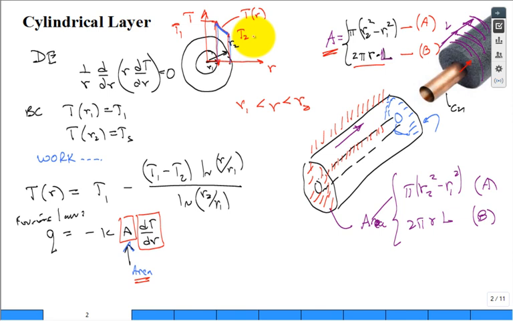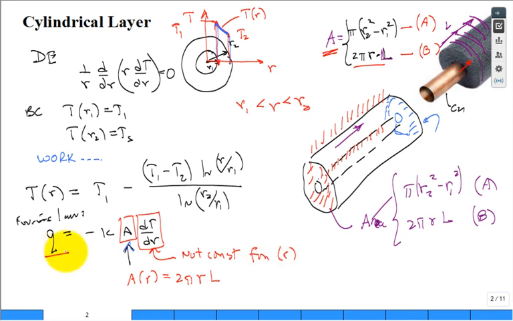So that one backfired on me. But this area is a function of the location R, radial, going out. And it gets larger and larger as I go further and further out. It's 2 pi r times L. Let me ask this. The dT/dr, is that a constant? No, it's not a constant. It's a function of R, right?